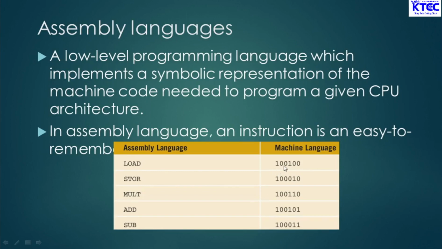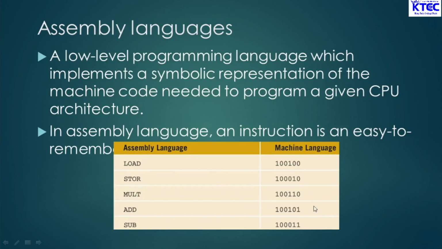For example, 100 in machine language means load in assembly language. So you can see that this is very simple for us to use, right? Instead of combining these zeros and ones, there are words or mnemonics in assembly language that represent that. So when you write this in assembly language, it means this in machine language, which the computer can understand. That is what the assembly language is: a symbolic representation of the machine code needed to program a given CPU architecture. So basically, in assembly language, an instruction is easy to understand and remember.